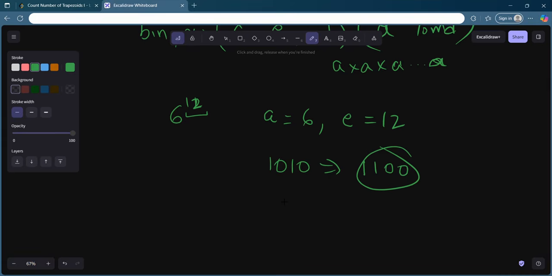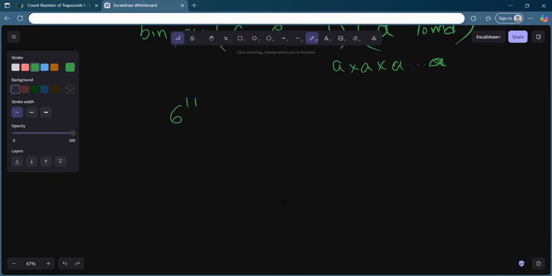So instead of 12, let us take 11 only, right? Why am I taking 11? It will be understandable to you more clearly. 6 to the power 11, where e is 11, and in binary this means 1011. I hope this is very clear to you. At least I don't need to show you how to calculate decimal to binary. That is very basic.